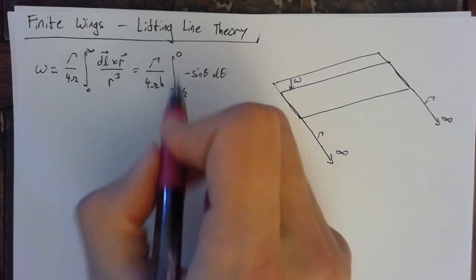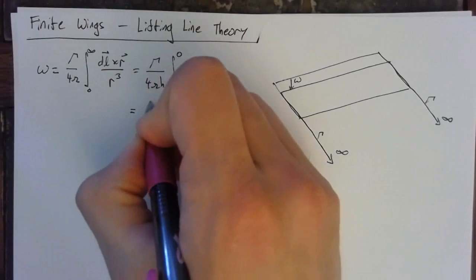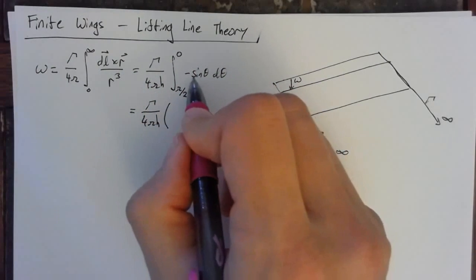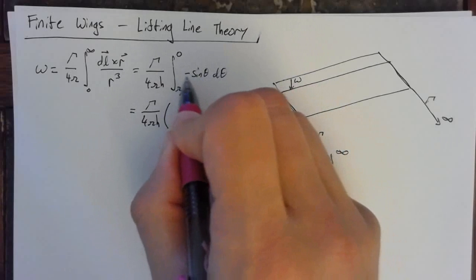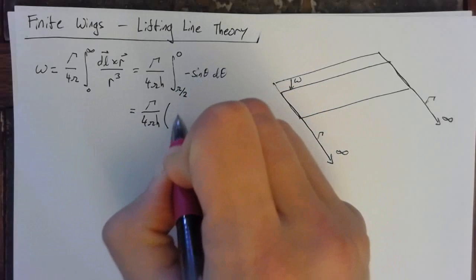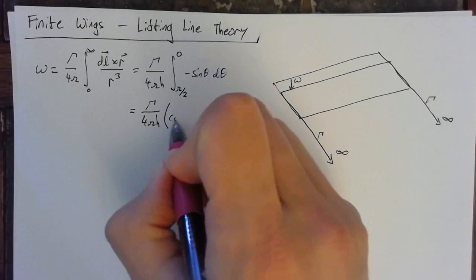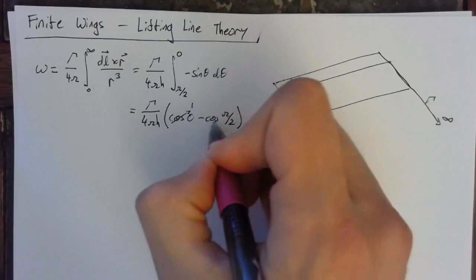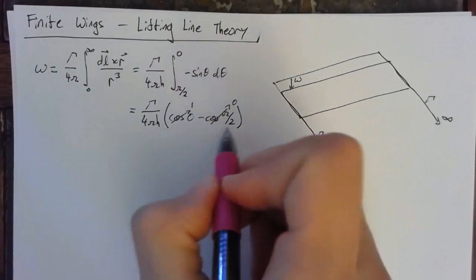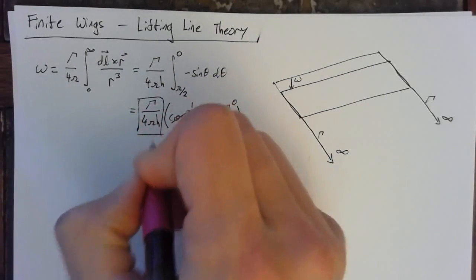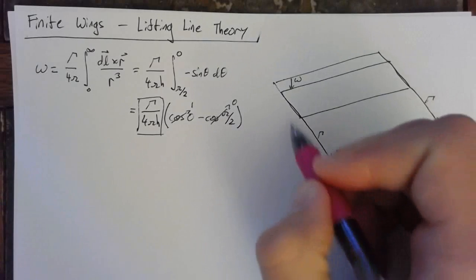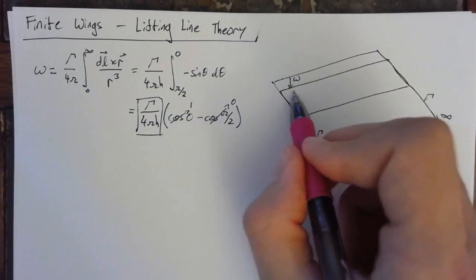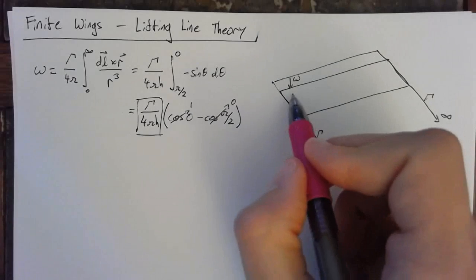So what we have now will be gamma over 4 pi h times the integral of sine theta, which is negative sine theta integrates to cosine theta. We're going to evaluate that at 0 and pi over 2. So cosine of 0 minus cosine of pi over 2. This is going to be 1, and this is going to be 0, which means that this entire thing evaluates to 1, which means that our downwash due to this vortex filament is simply going to be gamma over 4 pi h, where h is just the distance from our filament to our downwash location.